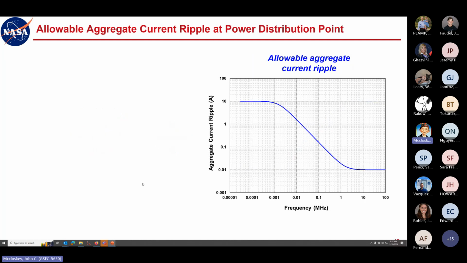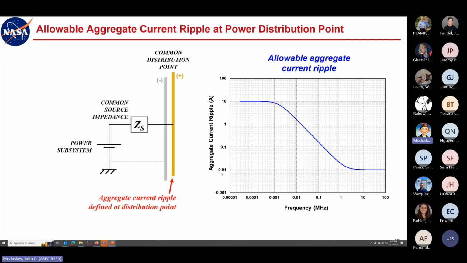So we get a curve that has an inverted shape. So we're allowing 10 amps of ripple at the low frequency. And this is aggregate for everything on the bus, by the way. We're working up toward an individual limit. So we're allowing 10 amps at the low frequency end, and 10 milliamps at the high frequency end. All right. So now that is our aggregate current ripple that we're defining at the distribution point.